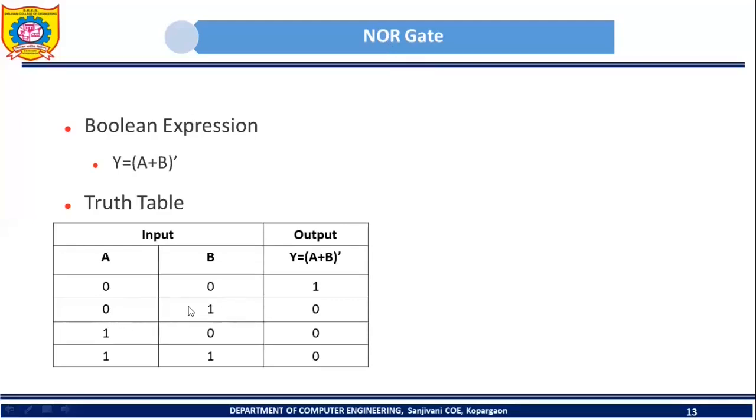Then 0, 1. Take OR operation between 0, 1. Result will be 1. Take its complement, 0. Similarly, perform OR operation between 1 and 0. Result is 1. Take its complement. Result is 0. Perform logical OR operation between 1 and 1. Result will be 1. Take its complement. Result is 0. So this is the truth table.